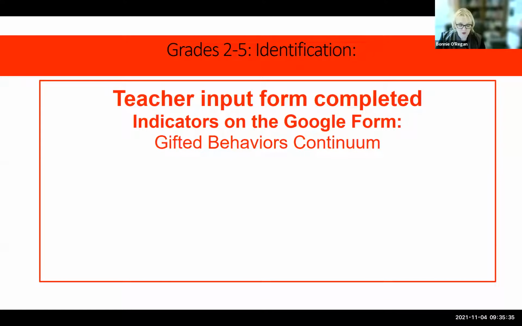After the pool of referred students has been compiled, the ALP leadership team cross-references to make sure every student has a teacher input form completed. A bit more about these forms. The questionnaires are based off of the gifted behaviors continuum. This continuum compiles information on traits in 4 categories: cognitive, creative, affective, and behavioral. The markers on these forms are among the many used in the identification process at grades 2 through 5.